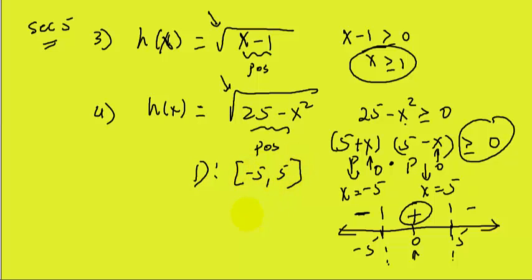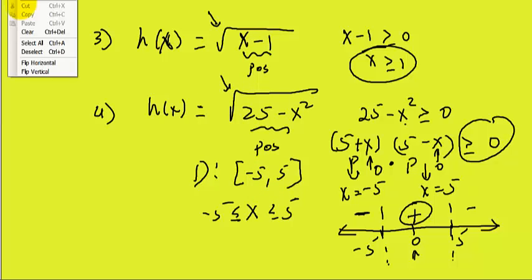That's interval notation. Or you can write x is greater than or equal to negative 5 and less than or equal to 5. Alright, so that's the domain of the function. There's only one more thing I need to cover, and then we should be good to go. So let's do section 7.